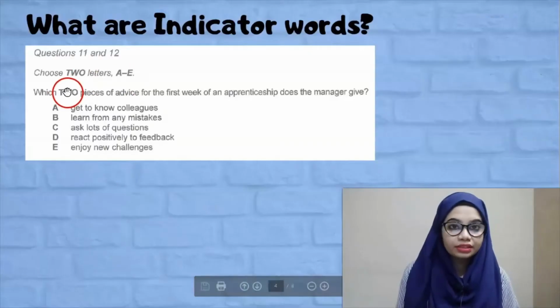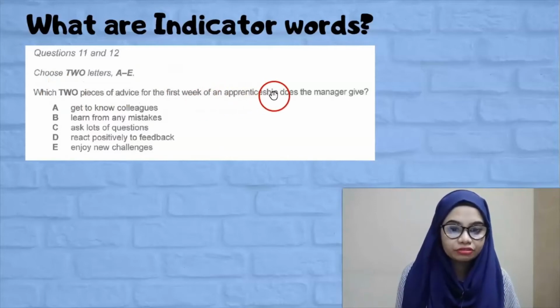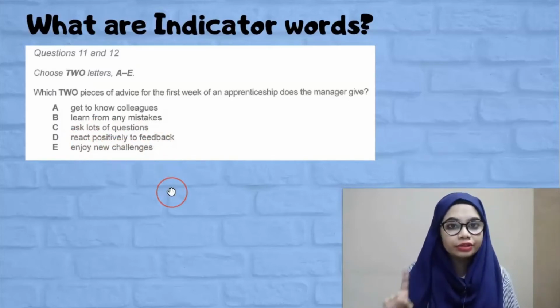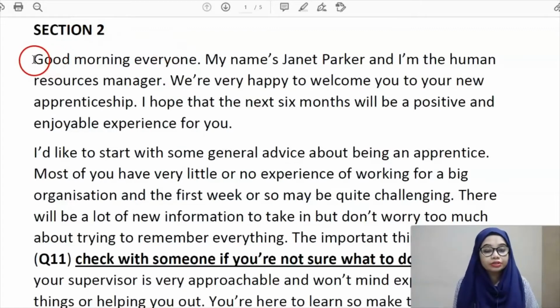Let us look at this question again. Which two pieces of advice for the first week of apprenticeship does the manager give? Get to know colleagues, learn from any mistakes, ask lots of questions, react positively to feedback, enjoy new challenges. Now we are going to read the audio script. The audio script is what you are going to listen to in the audio of the test.